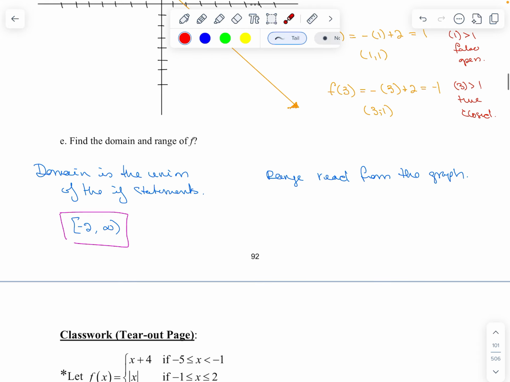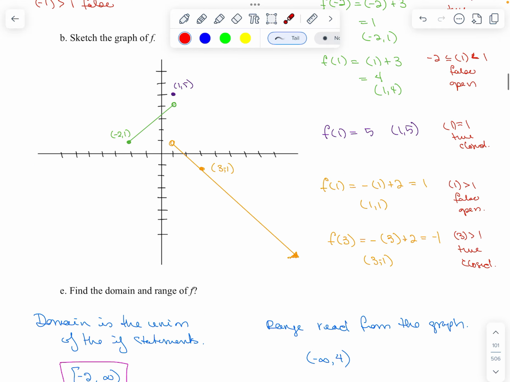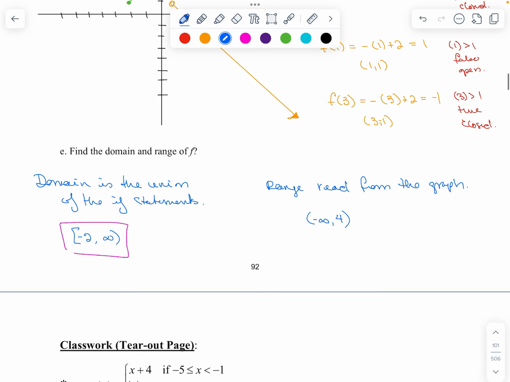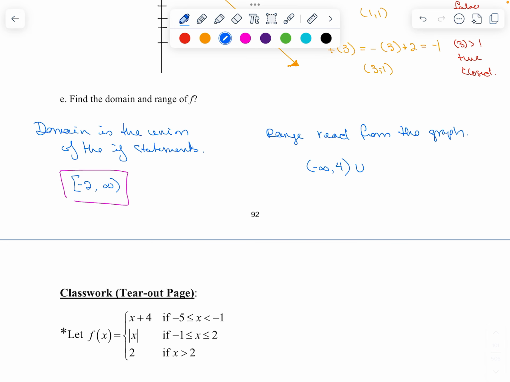So let's go ahead and write that out. So it's negative infinity up to 4, not including because it's open at that value. And then we're going to union, and we can then just put 5 like that. And there we have our range.